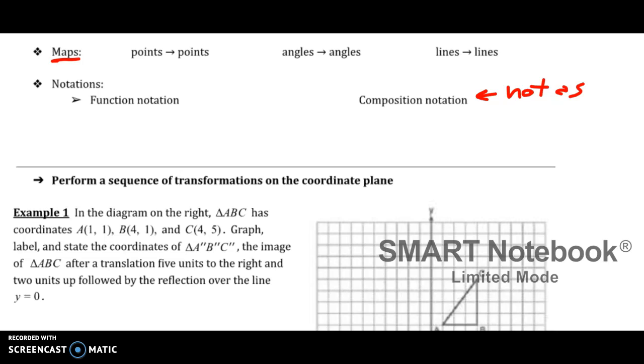Does that mean they can't show up? No, they could show up. So we'll show you them, we'll expose you to them. But again, if it just says describe, remember that you can write words for that.